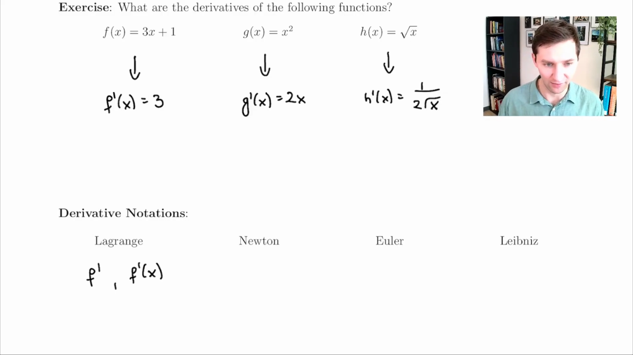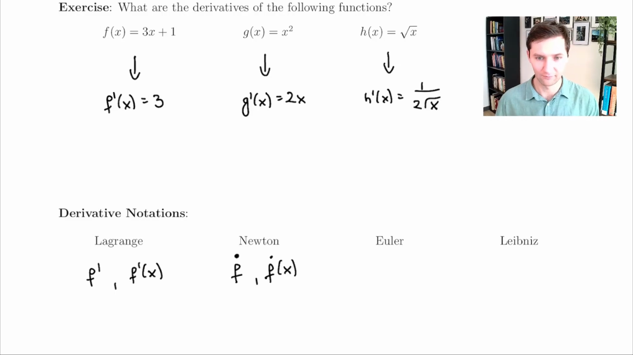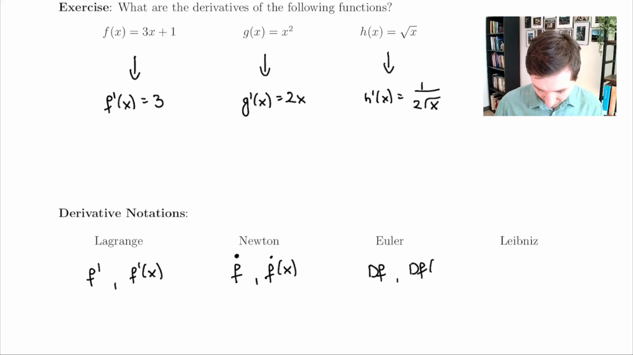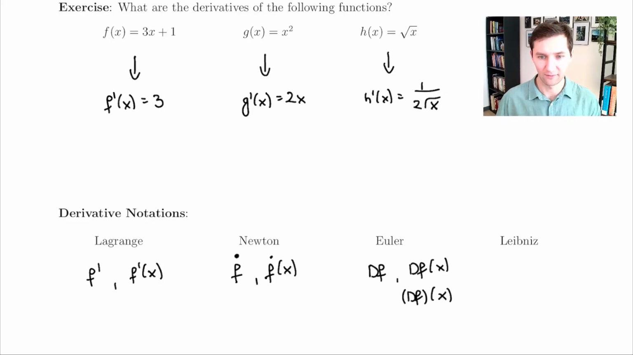Newton's notation is similar. To denote the derivative of f, you put a dot above f. If you want to specify the variable, you say f dot of x. Euler's notation looks like the following: Df, the derivative of f. If you want to denote the variable, you could say Df of x or D f(x). Fun fact is that even though most people call this type of notation Euler's notation, there is no evidence that Euler actually used that notation.